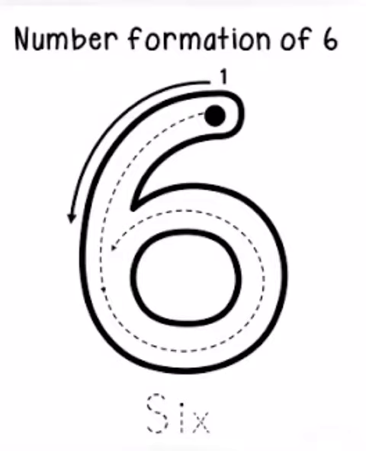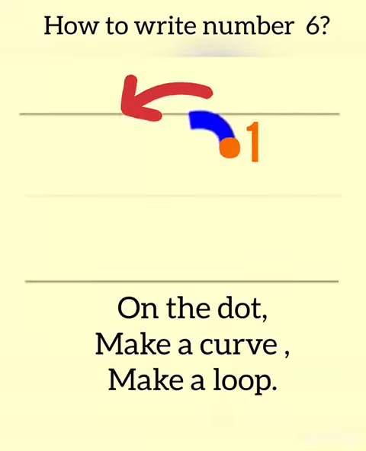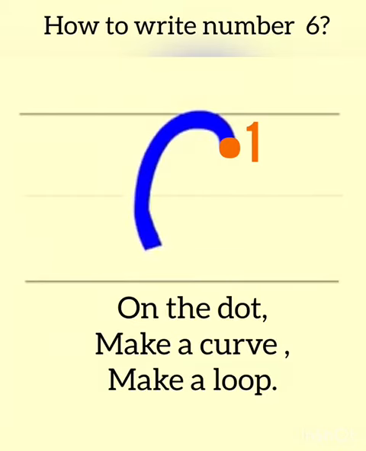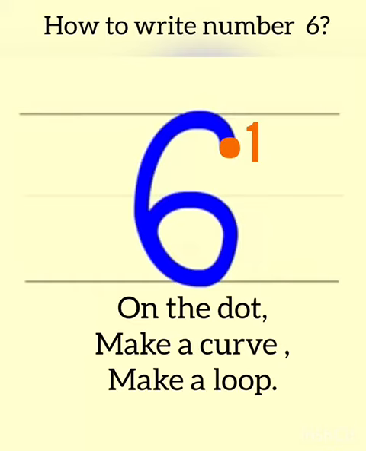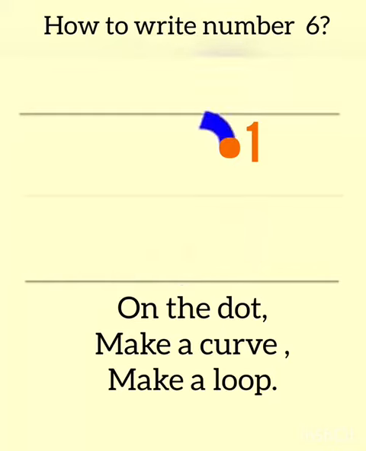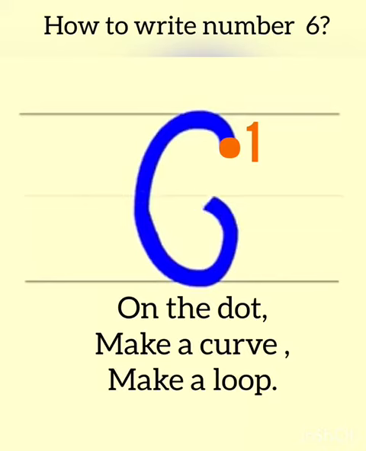Number formation of 6. How to write number 6? Draw on the dot, make a curve, then make a loop. Again repeat these steps. Draw on the dot, make a curve, then make a loop. Number 6 is ready.